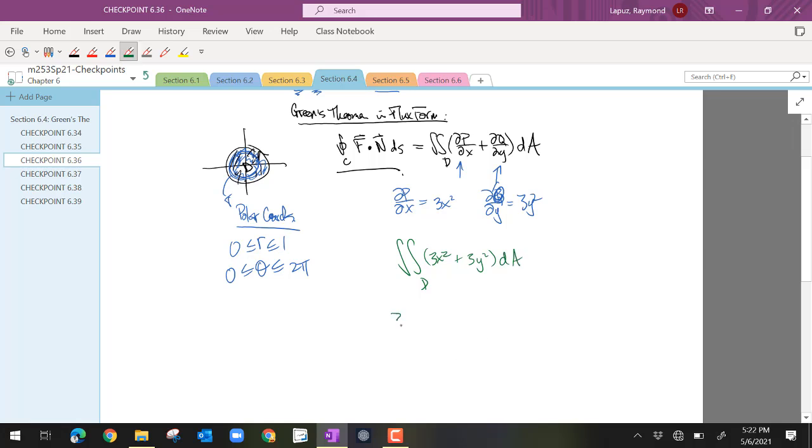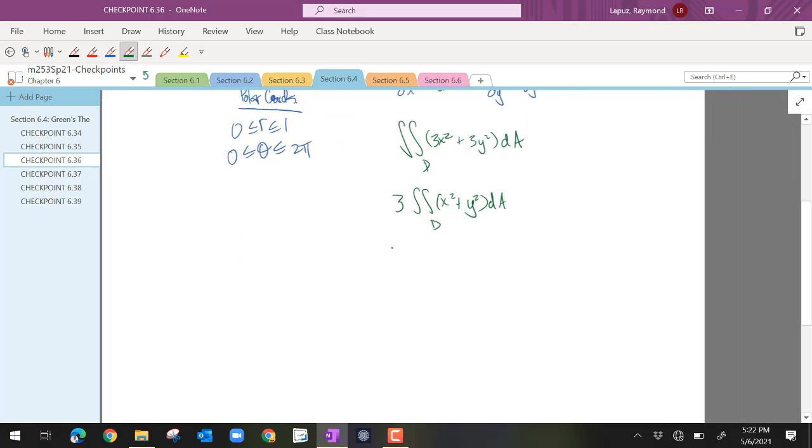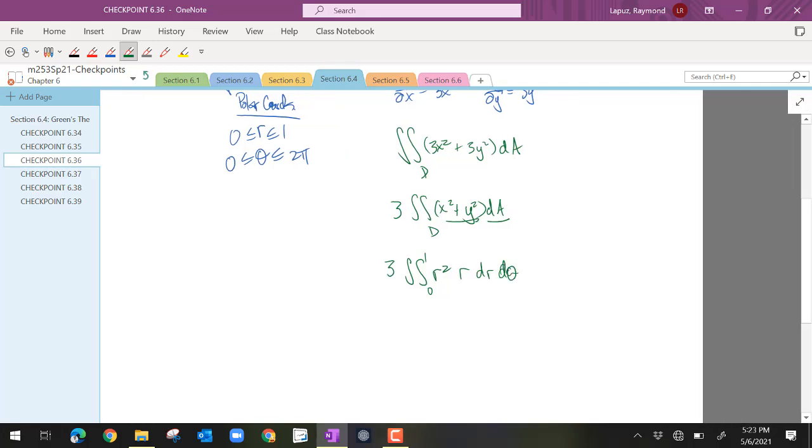I can factor a 3 out and realize that this is x squared plus y squared, and so even more motivation to go into polar coordinates here. So let's go into polar coordinates. At this point, we're going to say that this is r squared, but our dA transforms to an extra r dr d theta. The r limits go from 0 to 1. The theta limits go from 0 to 2 pi.